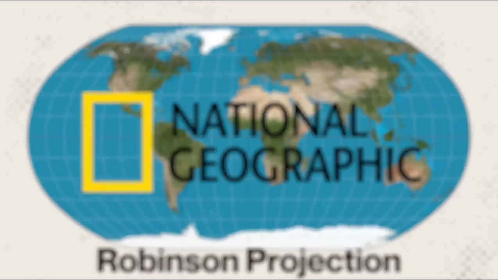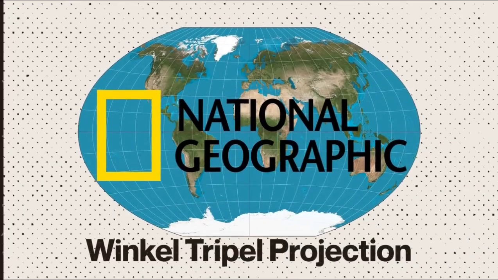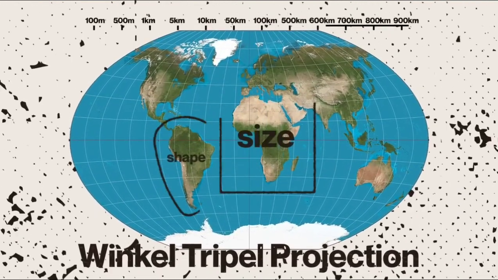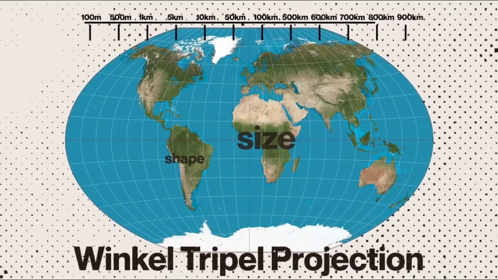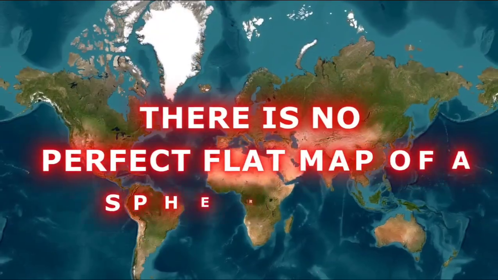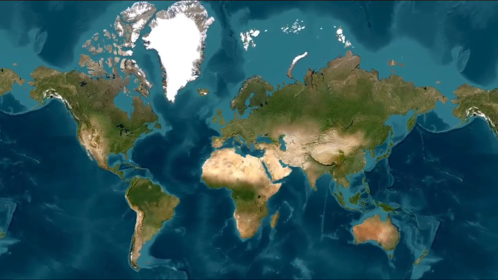Recently, the Winkel Tripel projection has become National Geographic's standard. It shows size, shape, and distance quite accurately. It's not perfect, but it's much more accurate than other maps. Remember, there can be no perfectly flat map of a round planet. You have to give up something. The question is, what are you willing to sacrifice?